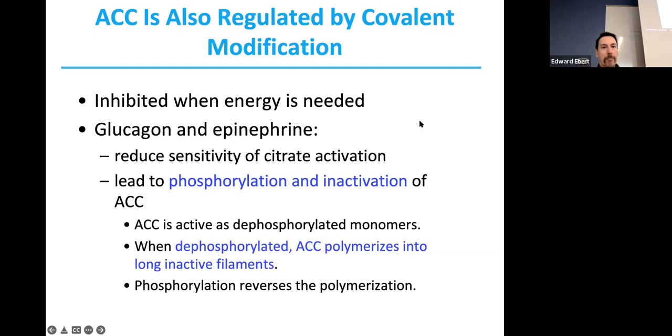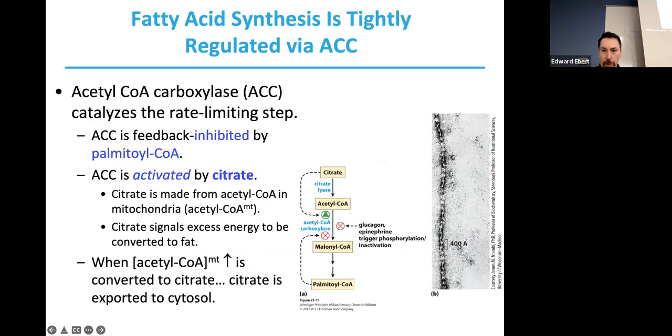Okay. So to go into a little more detail on that, remember phosphorylation is covalent modification. We're actually attaching a group to it. So in this case, it's a phosphate group. That's probably our most common covalent modification within enzymes for controlling them. Basically, the more ACC is phosphorylated, the less active it is. So it's active as dephosphorylated monomers. When we dephosphorylate it, it polymerizes, and that's where we go to this picture up here, right?